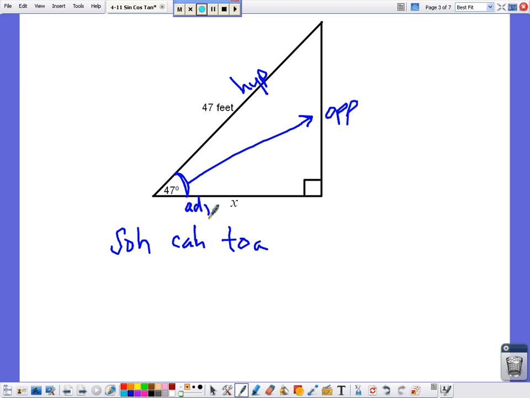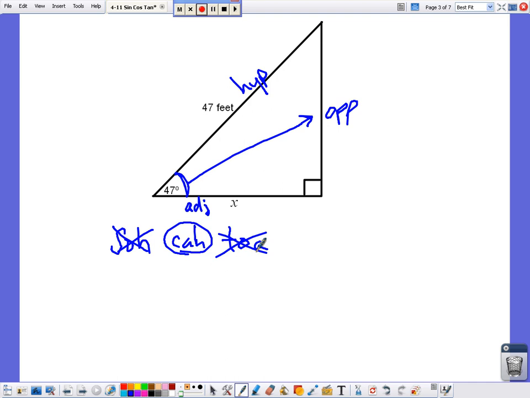Now, I know that I need hypotenuse and adjacent. That's the only two places where I have something. 47 for hypotenuse, x for adjacent. So adjacent, hypotenuse. This is opposite, hypotenuse? No. Adjacent, hypotenuse. So it can't be TOA. Tangent is opposite over adjacent. I don't have opposite. So I got to use cosine.